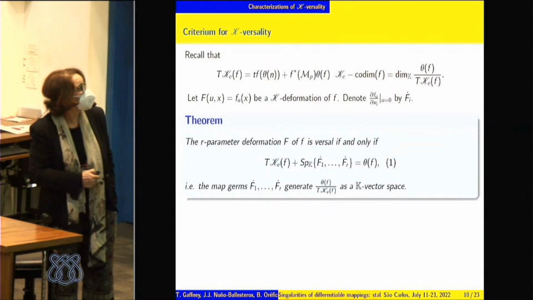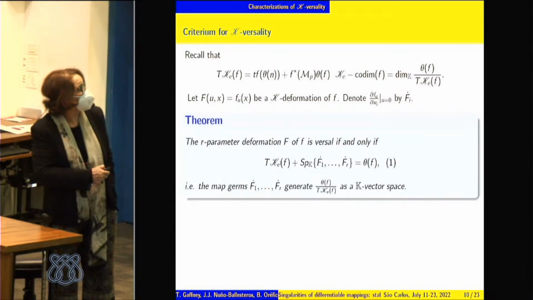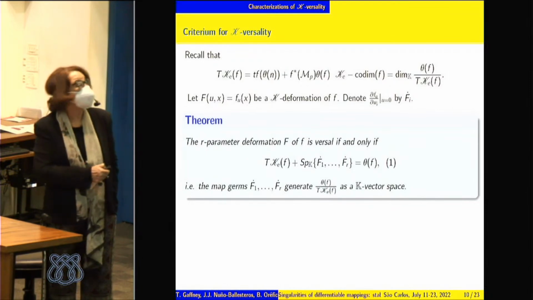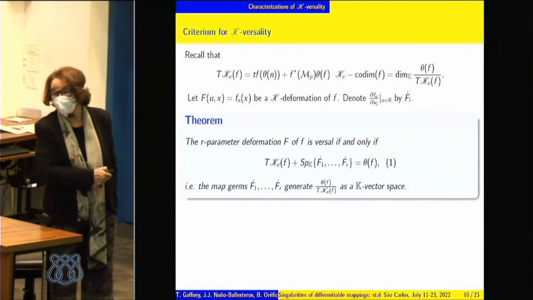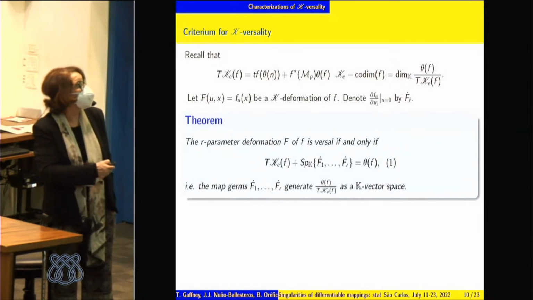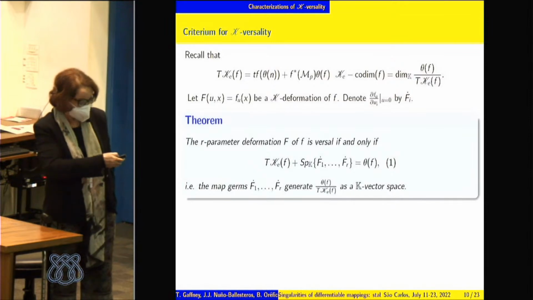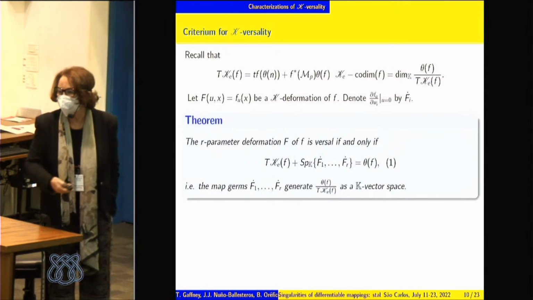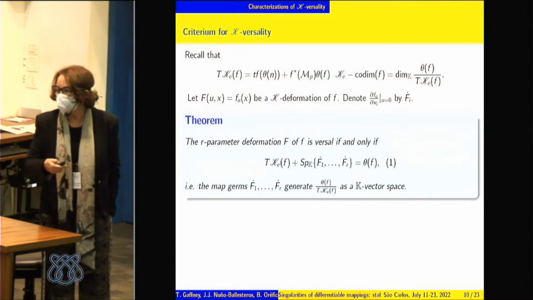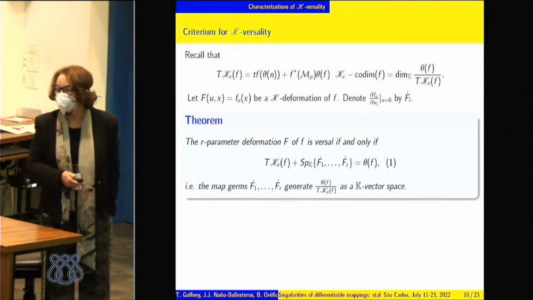In other words, this vector space generated by the directions of deformations, with the sum of the tangent space to the orbit, gives the whole space. In other words, this is a transverse slice to the K orbit. Notice that this condition is good to be verified, so we can verify this condition. And so we have our criterion to decide whether an unfolding is versal or not. Any question? Any remark?